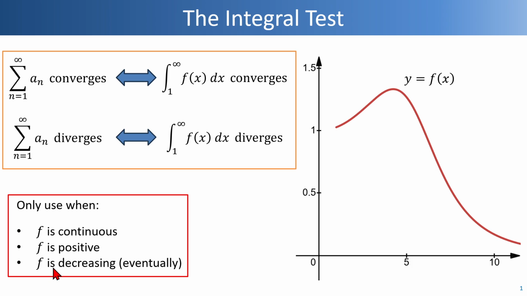And the function needs to be eventually decreasing. What that means is it can increase for a bit at the beginning, but after a certain value of x, it must just start decreasing forever, like this graph does. So if all 3 of these conditions are satisfied, then we can use the integral test. And the first 2 conditions apply to the interval of x values between 1 and infinity.